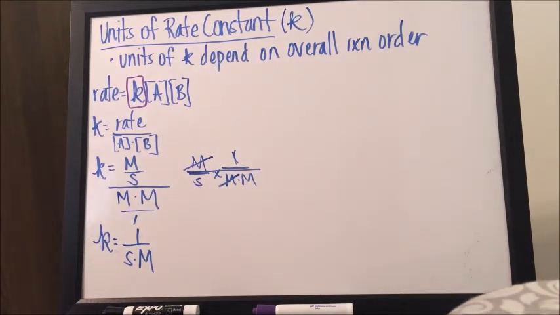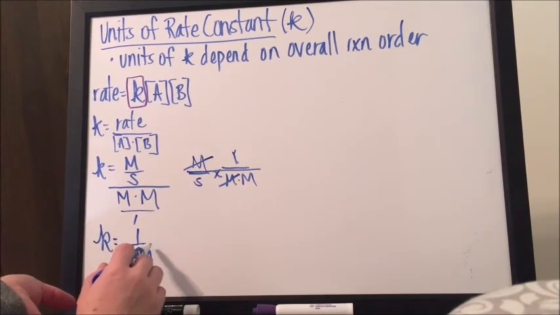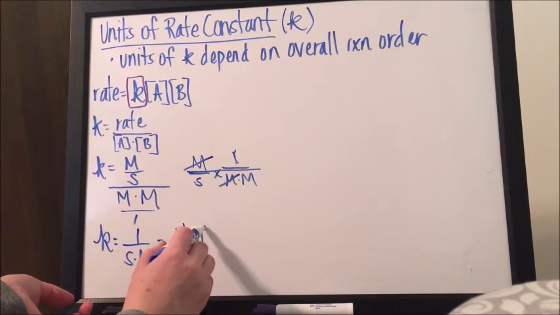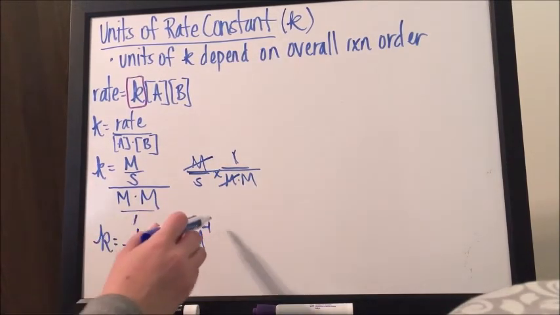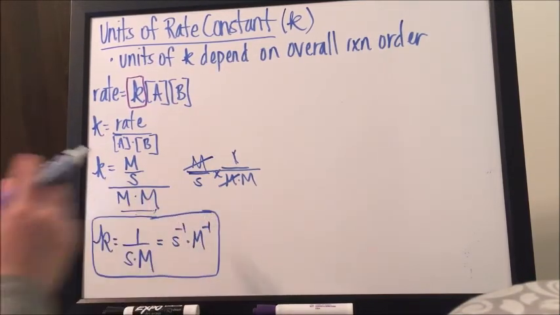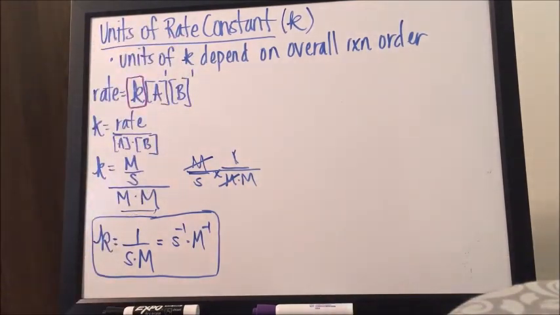The other way to write that, though, I'm not sure if you guys are familiar with this, you should be, because most of you are in upper level math, is to bring those units to the top of the fraction, to the numerator. But by doing that, you make their exponents, which are technically right now 1s, negative. So technically, that's the same thing as s to the negative 1 times M to the negative 1. So those are the units for K if the reaction is second order overall.